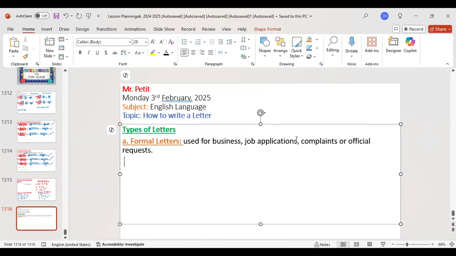And the next type of letter we have is the friendly letter, or the informal letter. What do you mean by informal? What's meant by that? Informal letter. What do we mean? It doesn't respect the rules or the norms. It still respects grammar rules. It's just that the tone is different. So it's used for personal communication. With whom? With businesses?